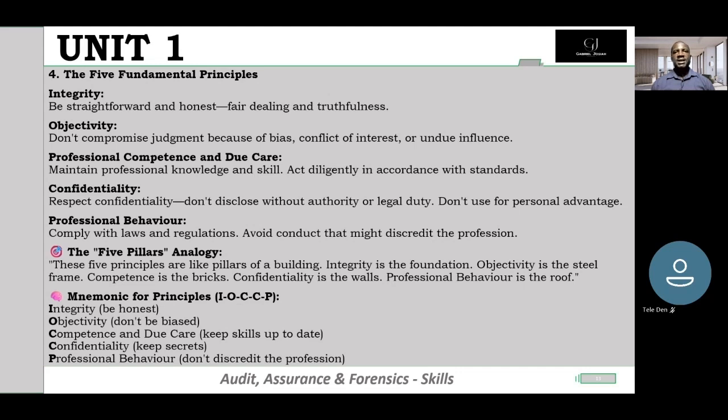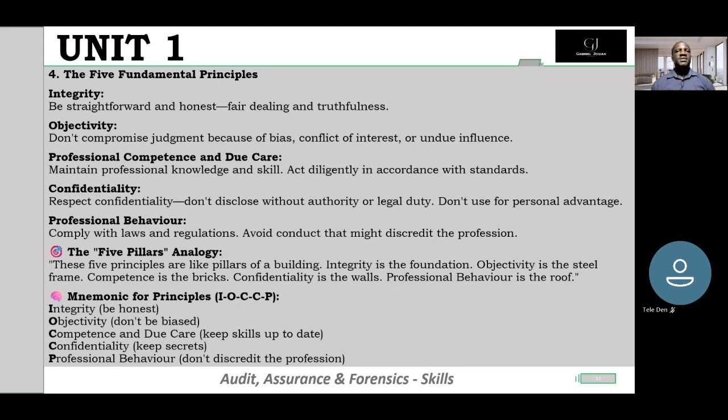Next is professional competence and due care. The accountant or the professional must maintain professional knowledge and skill. He must act diligently in accordance with standards. So you must be up to date. You must keep learning throughout your career. That's what it means. Then confidentiality speaks to respecting information handed to you during official duties. Respect confidentiality. Don't disclose without authority or legal duty. That means don't use information for your personal advantage. While professional behavior speaks to complying with laws and regulations, and you must avoid conduct that might discredit the profession.